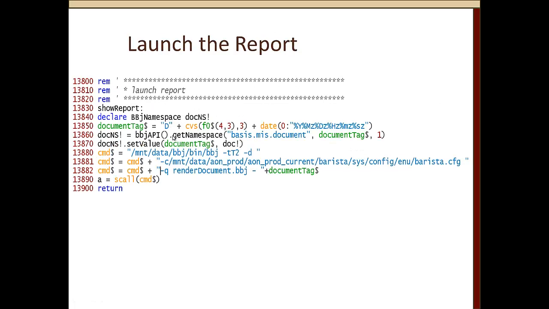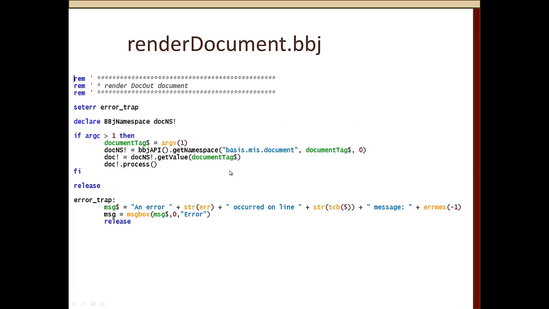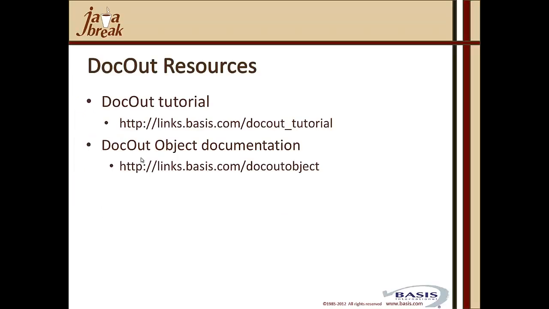In our particular case, we've utilized the ability to populate these values to a namespace, and then we're doing an SCALL of the render document.bbj. And what does render document.bbj look like? Very straightforward. Again, we get the detail that we need from the namespace, and then we process the document with an error trap. So very straightforward, very easy to do. And we'd encourage you to look at the tutorials, both to retrofit your code, replacing those print at statements, and also the documentation. Let me hand you over to Paul to talk a bit more about the benefits that you get from DocOut.